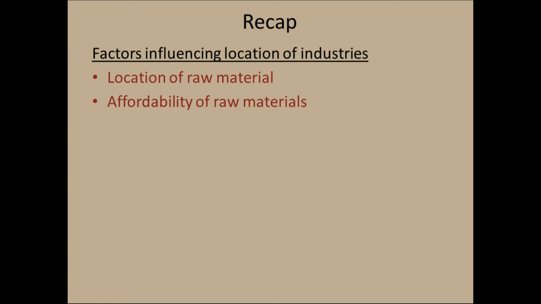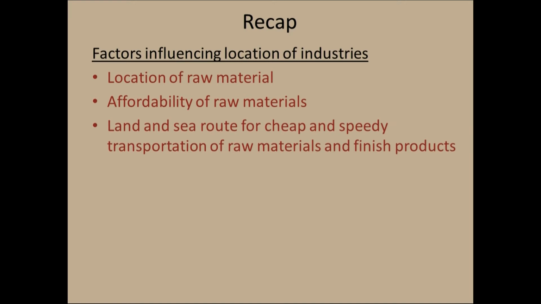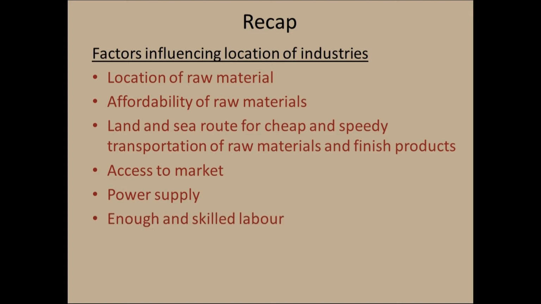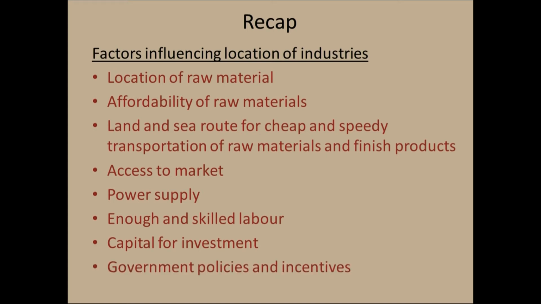So before we move on, we'll just recap what we've learned. The factors influencing the location of industries: the location of raw materials, the affordability of those raw materials, land and sea route for cheap and speedy transportation of the raw materials and finished products, access to market, power supply, if there is enough skilled labor in the area, if there's capital for investment in the business, and whether there are government policies and incentives in place in the area.